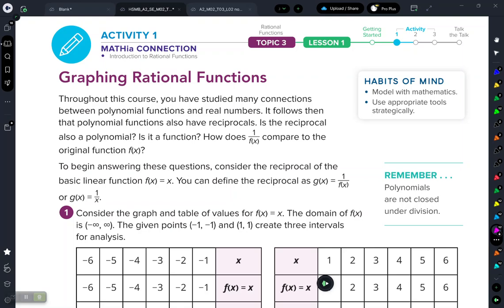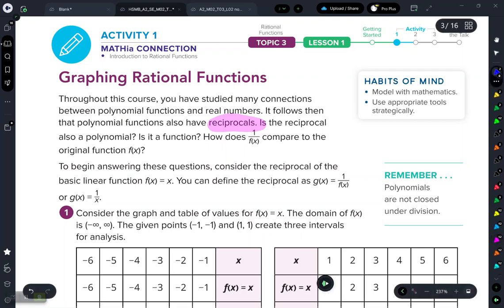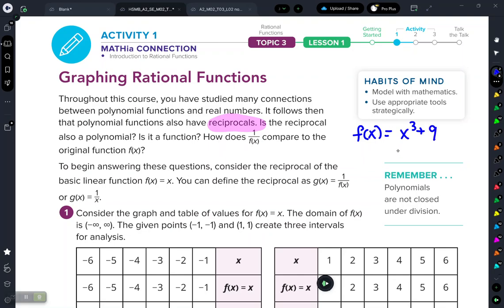Throughout this course, you've studied many connections between polynomial functions and real numbers. It follows then that polynomial functions also have reciprocals. Is the reciprocal also a polynomial? Is it a function? How does 1 over f of x compare to the original function f of x? So 1 over f of x is the reciprocal of a function f of x. For example, if f of x is equal to x cubed plus 9, what is 1 over x cubed plus 9? What does that look like? It's like we're putting the function in the denominator.